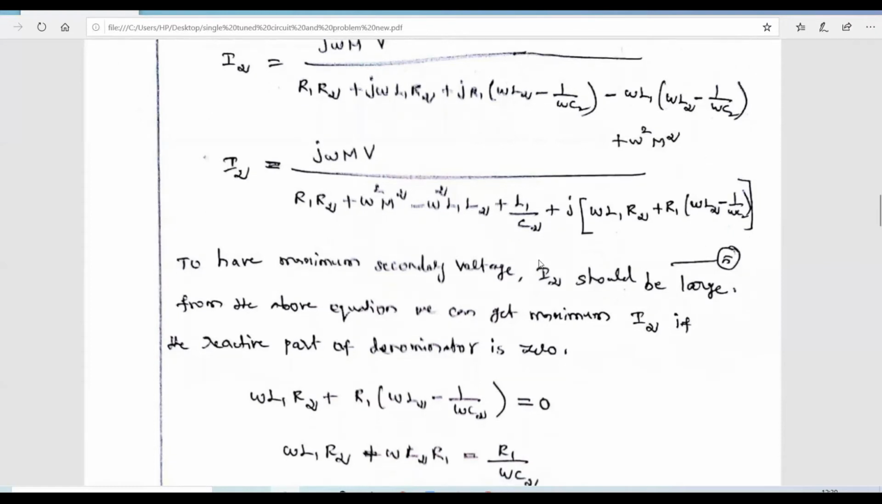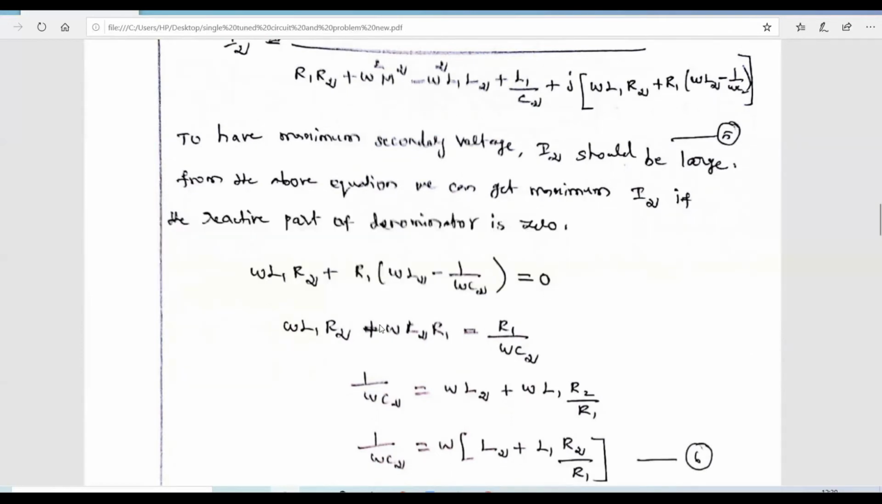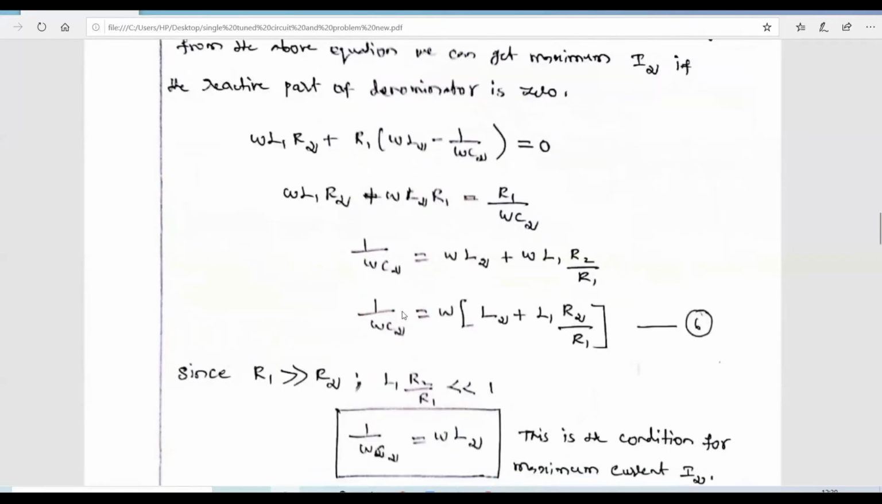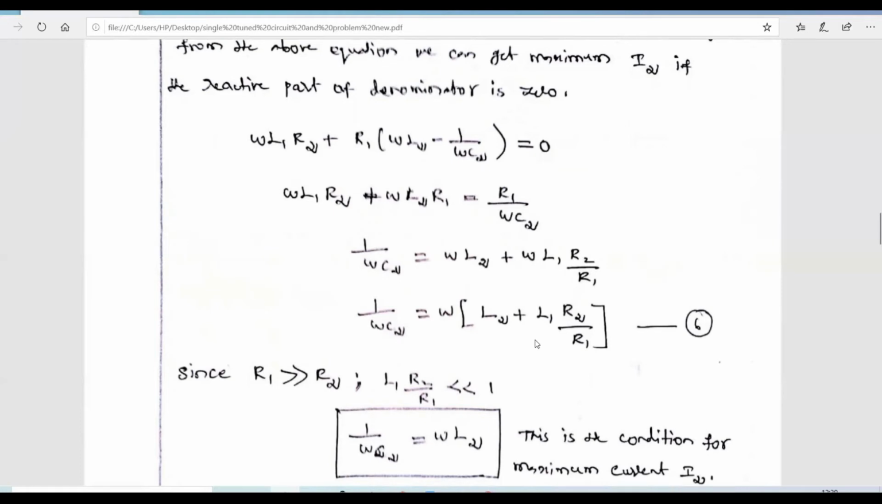From this, you equate the imaginary part, omega L1 R2 plus R1 into omega L2 minus 1 by omega C2, equal to 0. From this we can obtain the value of 1 by omega C2. That is, we are finding for what value of the capacitor C2 we will get the maximum current, since the capacitor C2 is the load here. So 1 by omega C2 equals this.